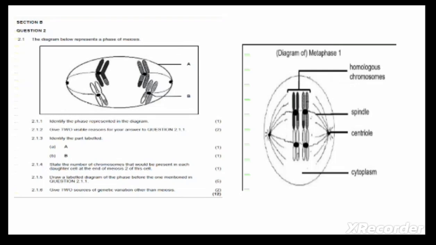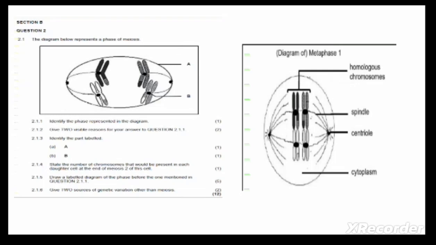We can see that chromosomes are separating, or they are apart from each other. That is anaphase 1. The next question says give two visible reasons for your answer. We see that there is a whole chromosome. The chromosomes are still full, they're not chromatids, and they are pulled away from the equator towards the poles.